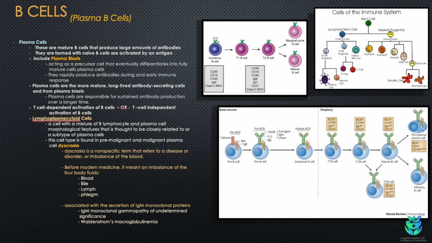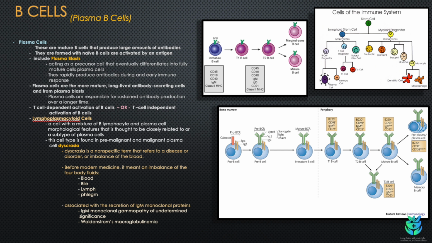Plasma cells are the more mature, long-lived antibody-secreting cells that come from plasmablasts. Plasma cells are responsible for sustained antibody production over a longer time. So they can be activated by T cells, and those particular plasma cells need the T cells to activate them, and then there are other plasma cells that can activate themselves.